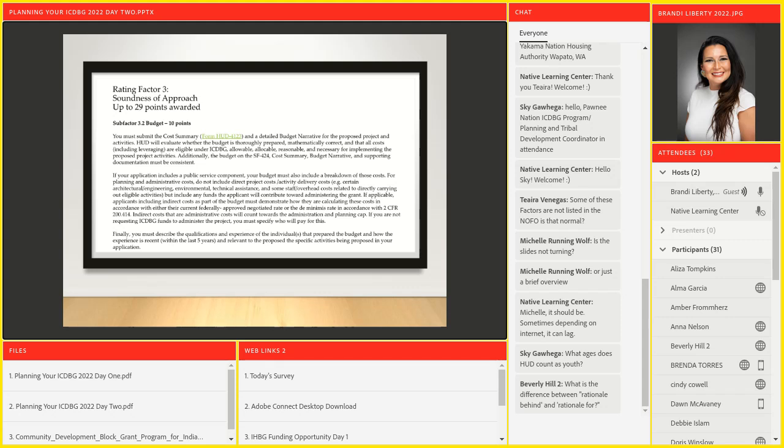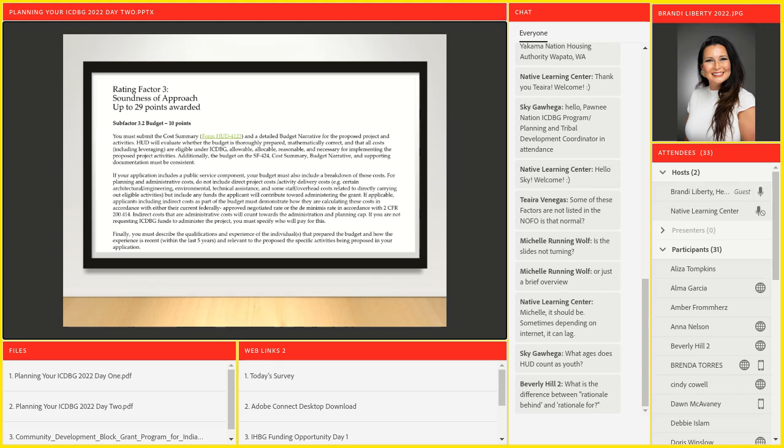So this is going to be things such as your IDC, maybe the cost of doing an audit on this grant activity over the next 5 years. It could include the cost of hiring a grant writer to write this application for you. All of those things would go into your planning and admin side of things. Indirect cost, if you do utilize those as a tribe, they will count towards the administration and planning cap. If you are not requesting ICDBG funds to administer the project, you need to specify who will pay for this.